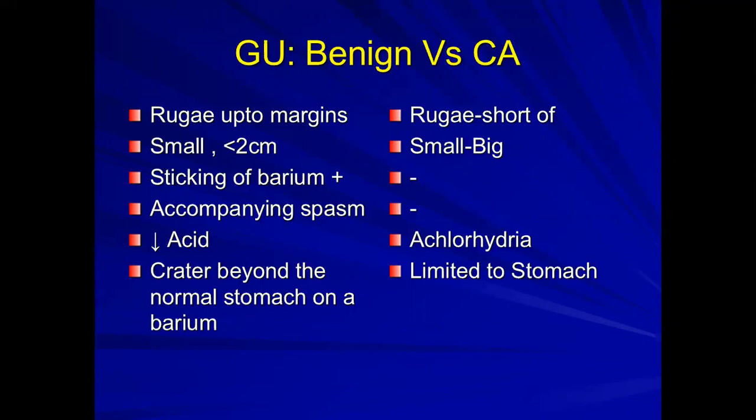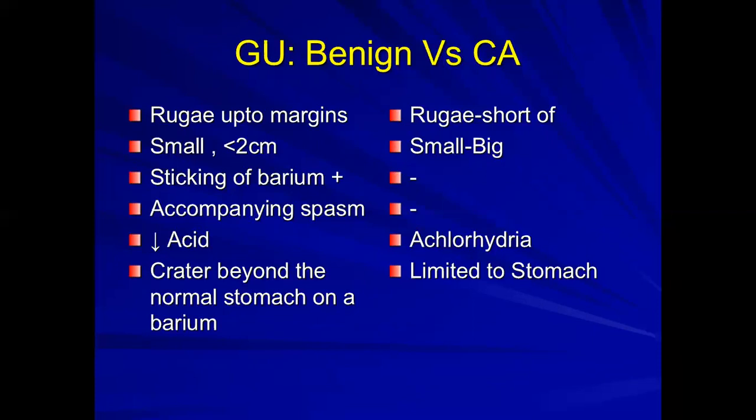So what are the differentiating points between benign and malignant or cancerous ulcers? In benign ulcers, rugae are usually present up to the margins of the ulcer. They are small, less than 2 centimeters. If you are doing barium studies, there is sticking of the barium on the ulcer. There is usually accompanying spasm, and most of the time it occurs due to decreased acid. The crater lies beyond the normal stomach outline on a barium study. So these are the features of benign ulcers.